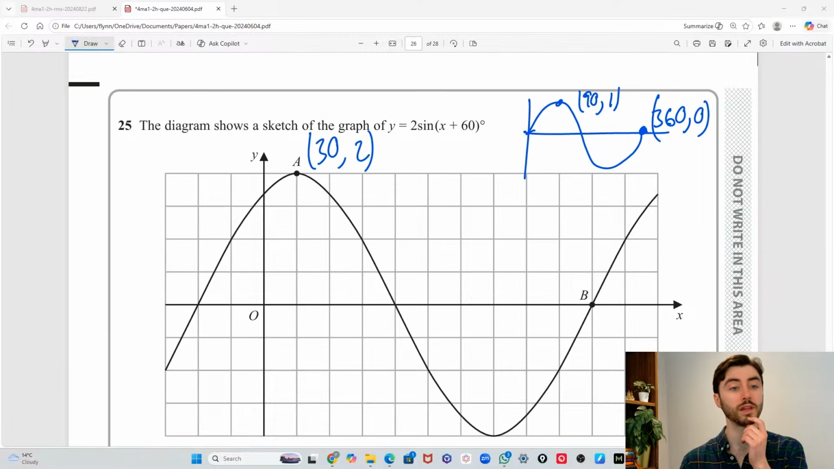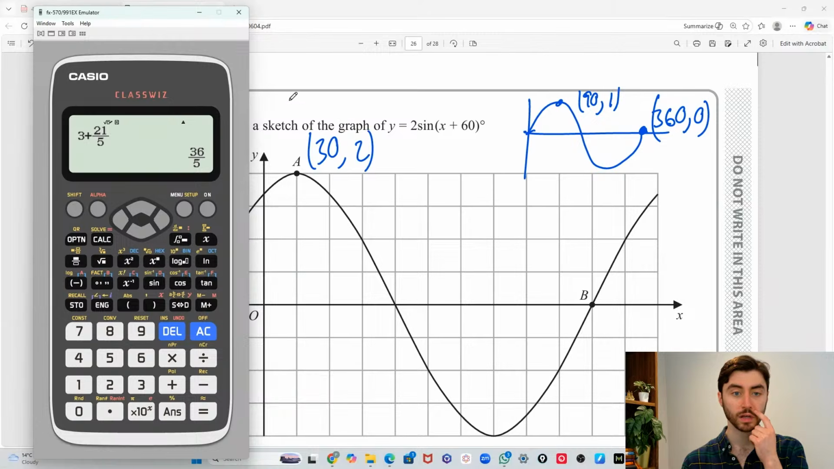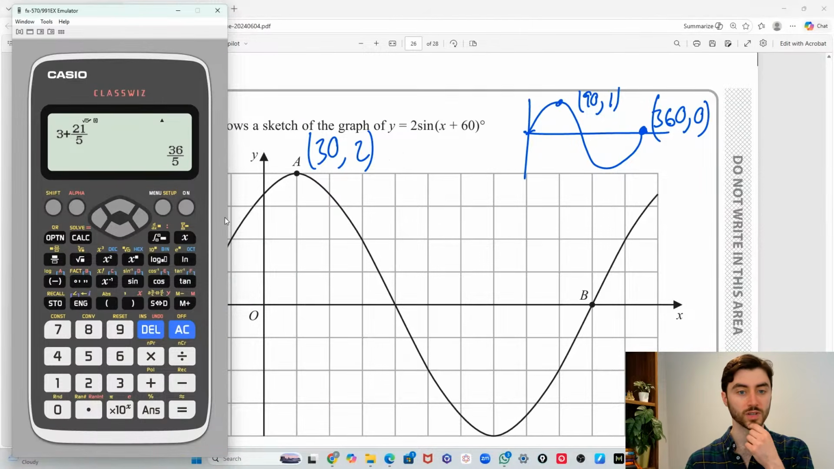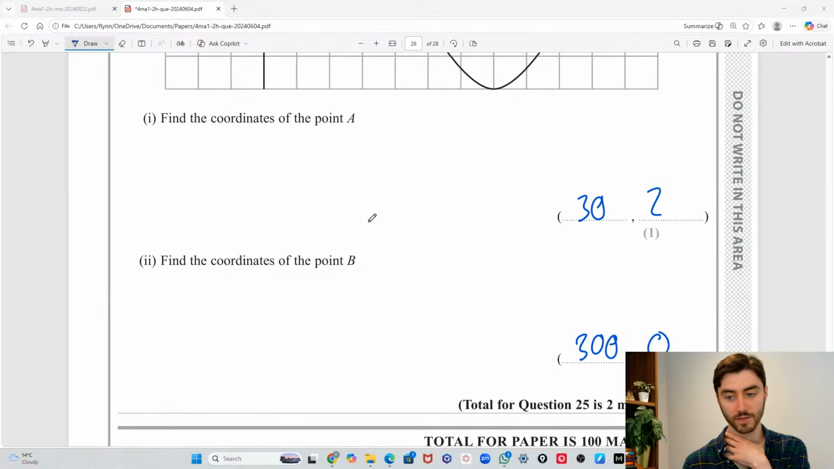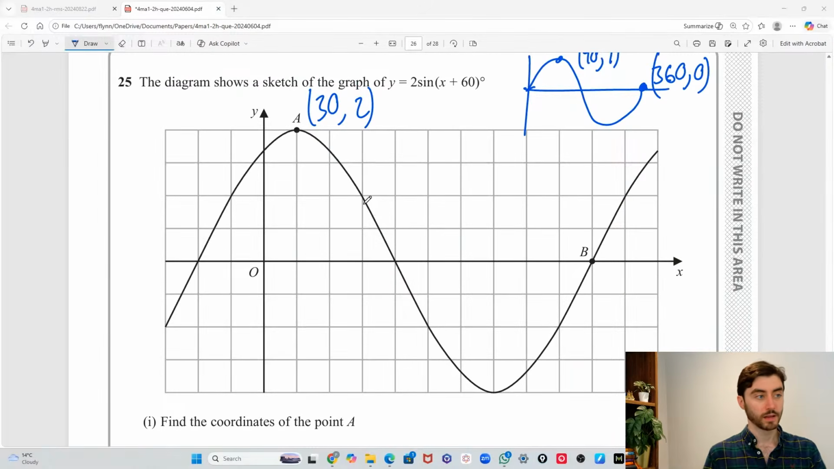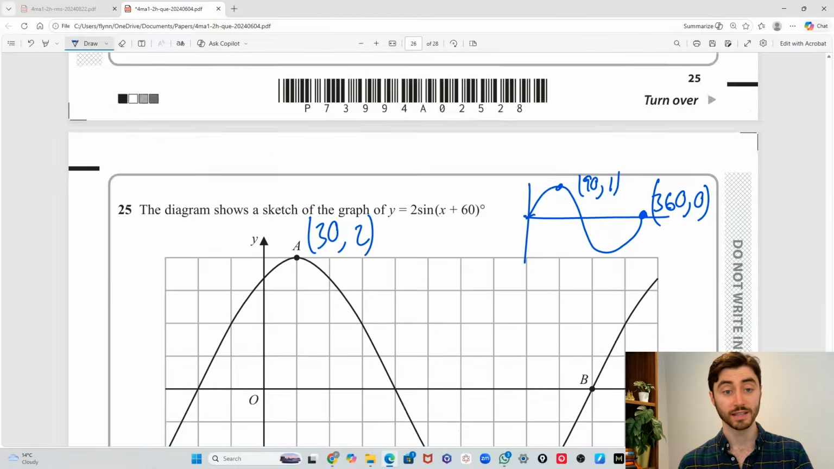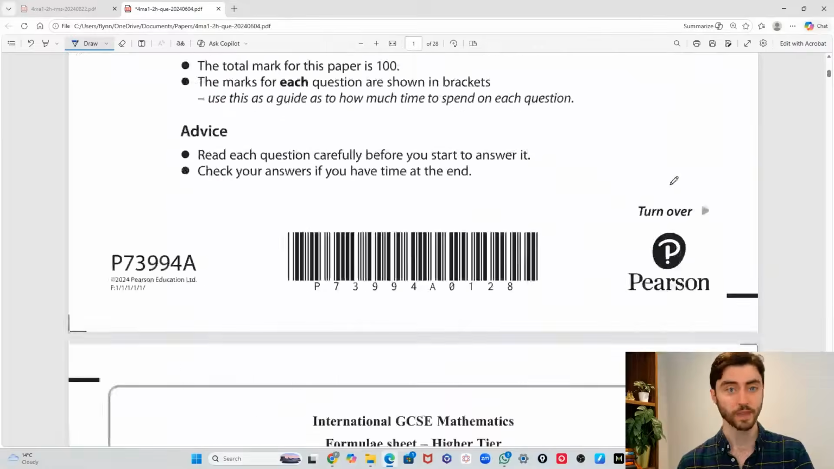What I'll do is I'll plug in my answers and confirm that I do get my y value out. So 2 sine of 30 plus 60 does give me 2. And 2 sine of 300 plus 60 does give me 0. So those 2 points do lie on the curve, and I'm satisfied there. So right, with that in mind, now we are going to check. So I'm glad I did check because I did catch one execution error in there.